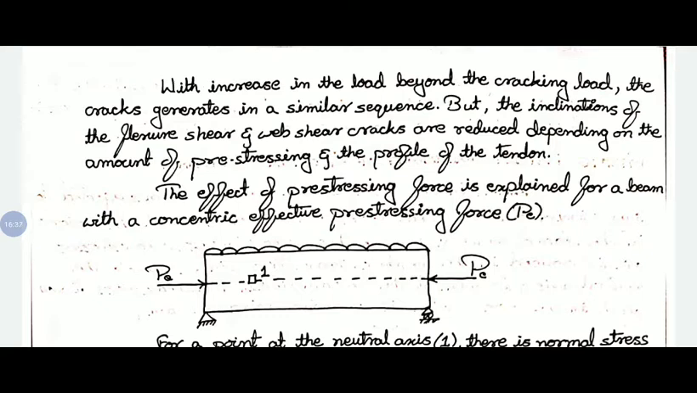So how much the cracks developed in the section will propagate or penetrate through the section will depend on the amount of pre-stressing force we are applying for the section and what tendon profile we have provided, whether it is parabolic or triangular or trapezoidal or straight tendon. Based on these profiles, the shear cracks developed will propagate in the section.